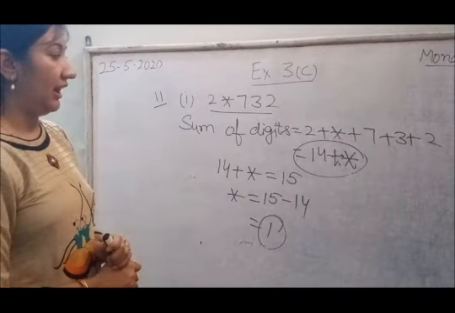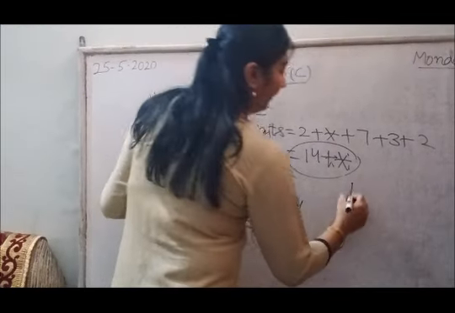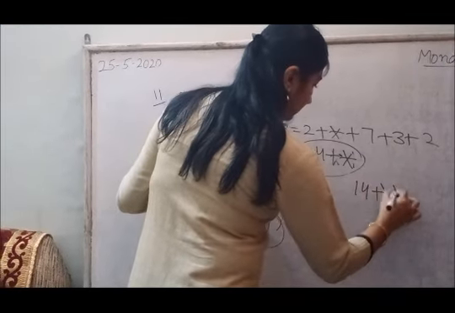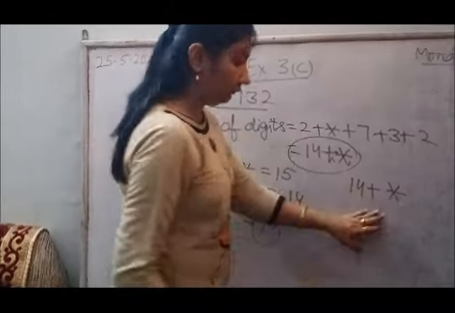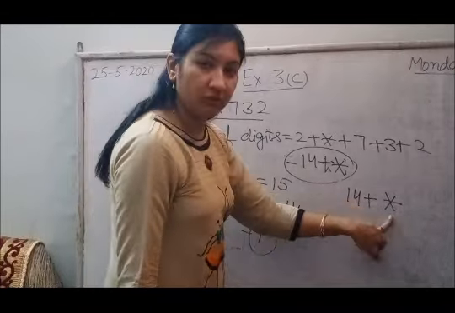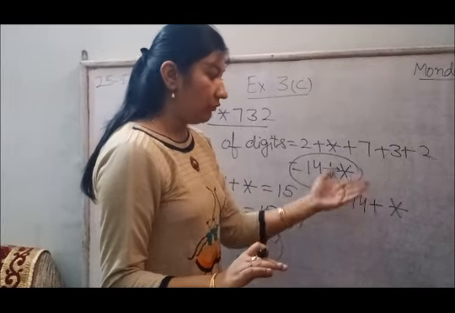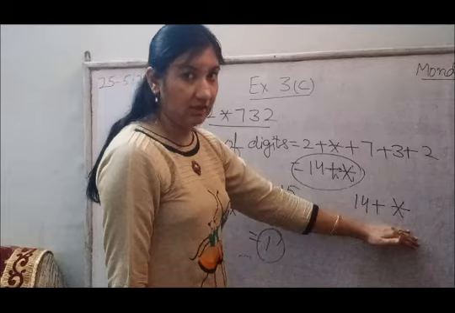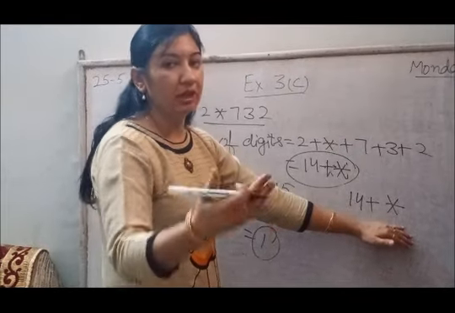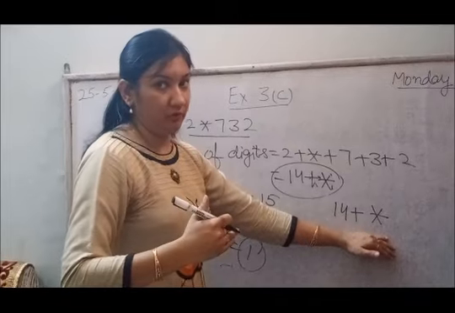Now they are asking to find the greatest value also, and that should be a multiple of 3 also. Suppose you are filling 2: 14 plus 2 is 16, not divisible. Suppose you are filling 3. No. 14 plus 4 is 18. Yes, it is divisible. But we have to find the greatest, so we will start from 9.